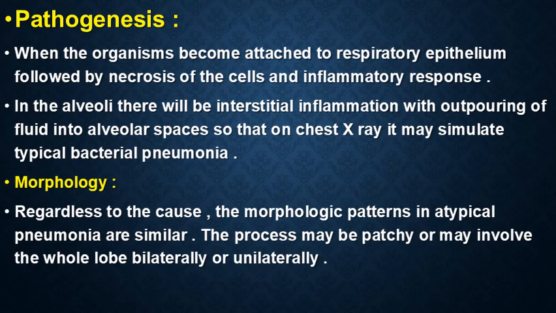Regardless of the cause, whether it's a virus or mycoplasma, the morphological pattern in atypical pneumonia is similar. The process is patchy and may involve the whole lobe, may involve bilateral involvement of both lungs or unilateral involvement of one lung, and sometimes involvement of the entire lung. And here would be the problem of respiratory difficulty and breathing difficulty.